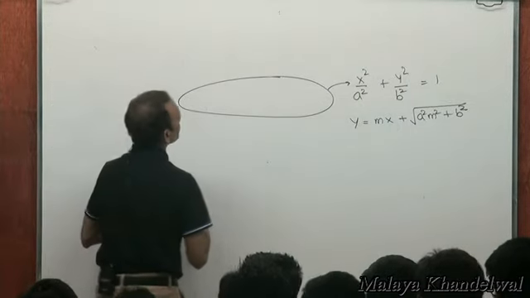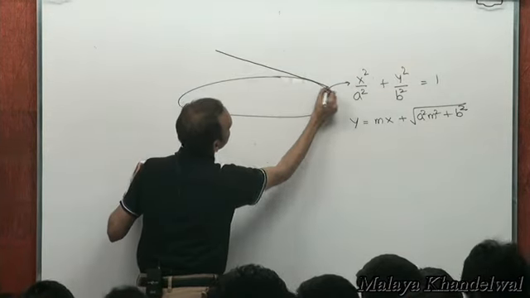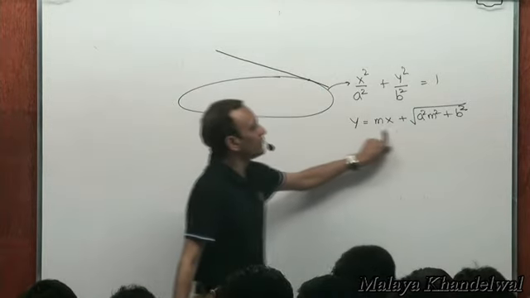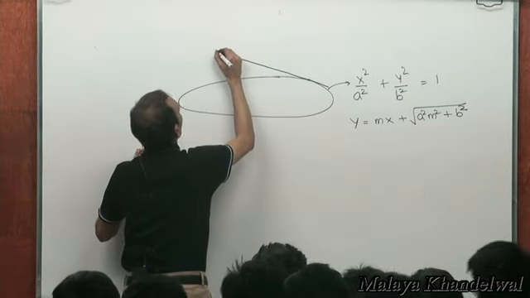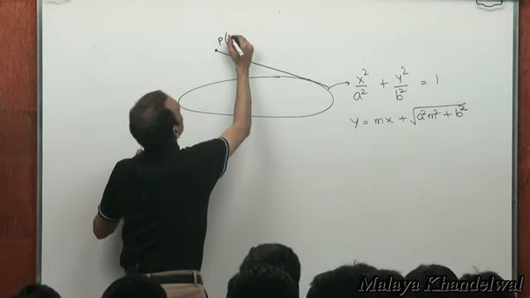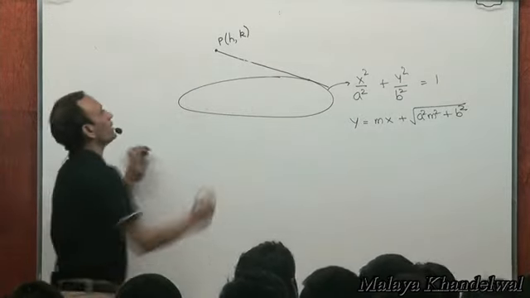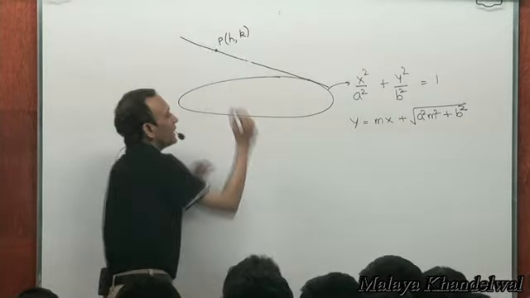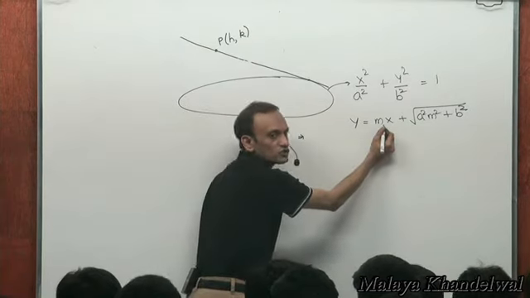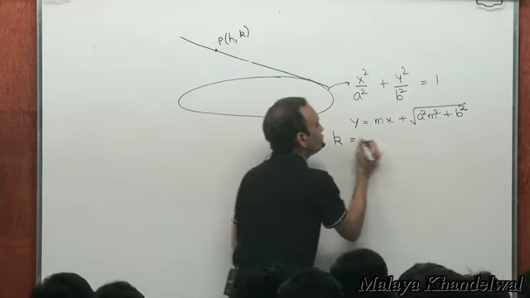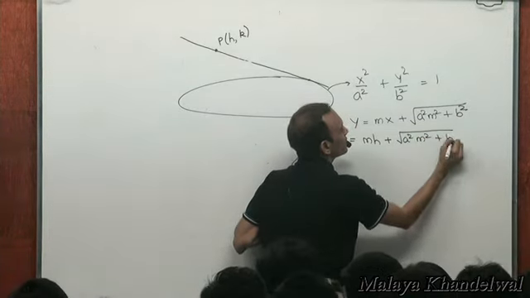Now, suppose this is a tangent. Then the equation of the tangent must be this, right? Suppose this tangent passes through a point P, say h comma k. Then h comma k must satisfy this equation, right? This is a tangent of slope m, so k equals mh plus root a squared m squared plus b squared.